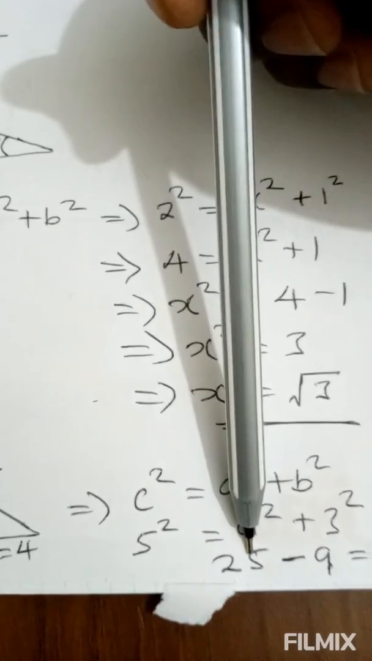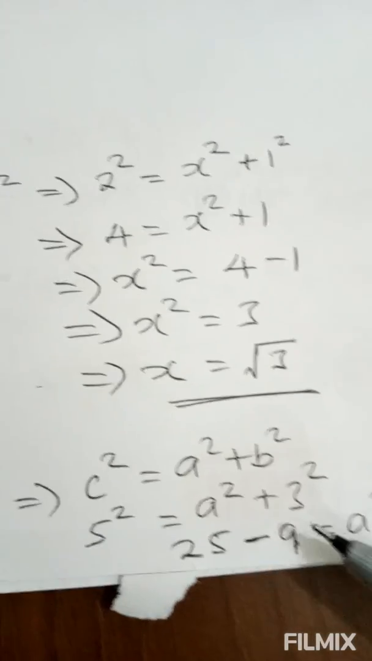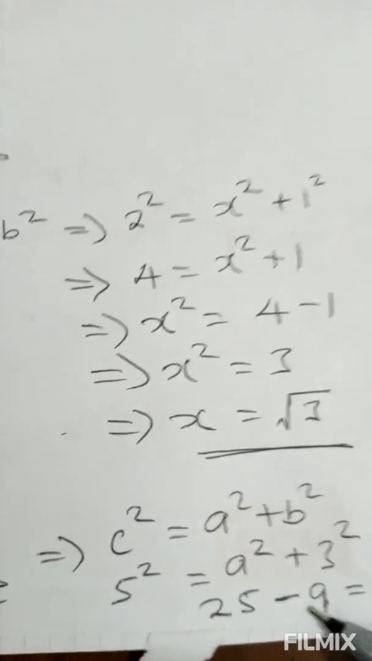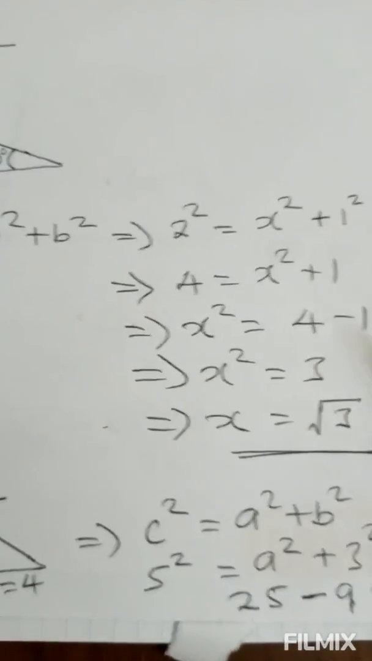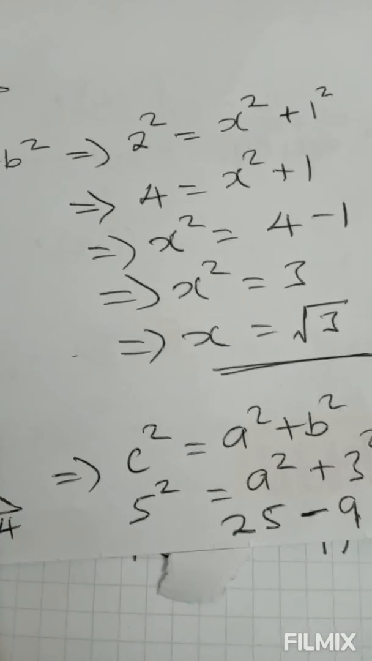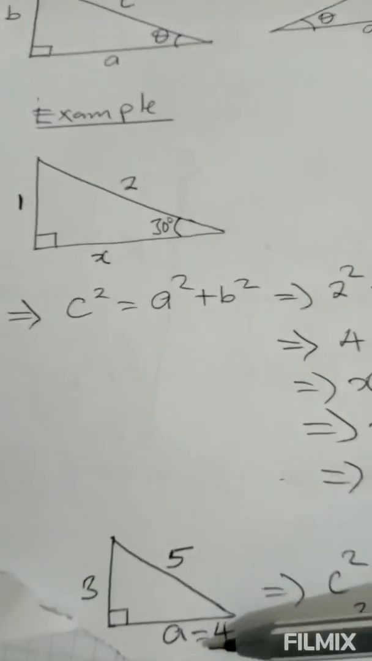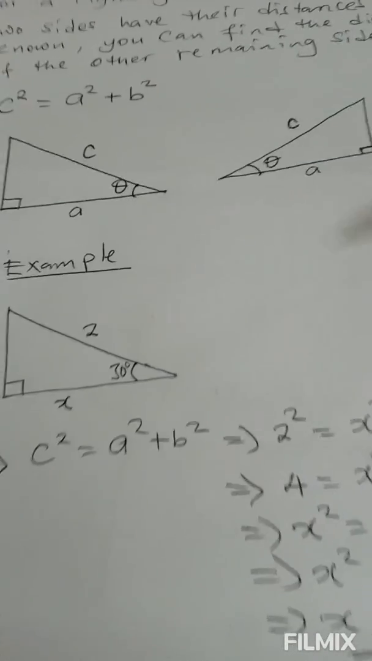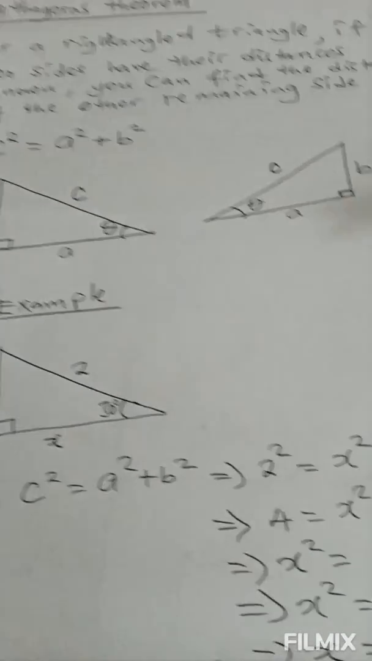Okay, so when we square 5 we get 25. So 25 minus 9, which is as a result of 3 squared, is equal to a squared, and the square root of this difference is the value of a. Okay, so what is 25 minus 9? It is 16. And the square root of 16 is 4, so we get this side is equal to 4. All right, so now we get the idea of how this Pythagoras theorem works.